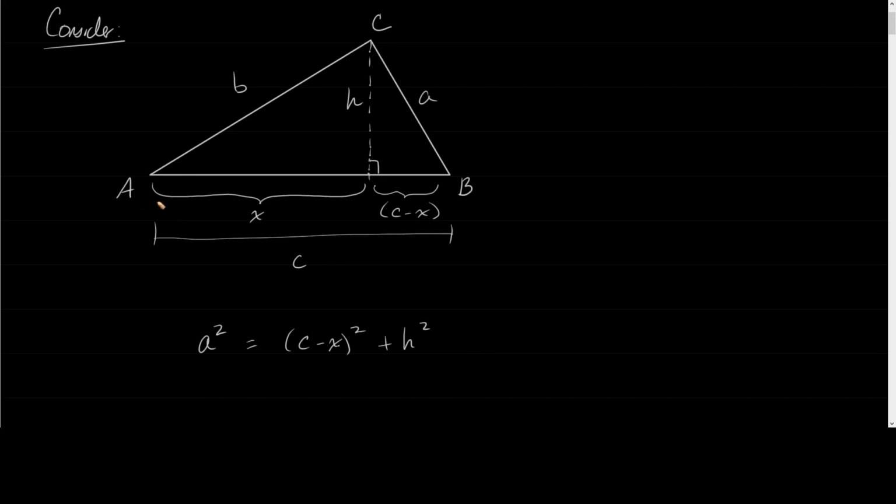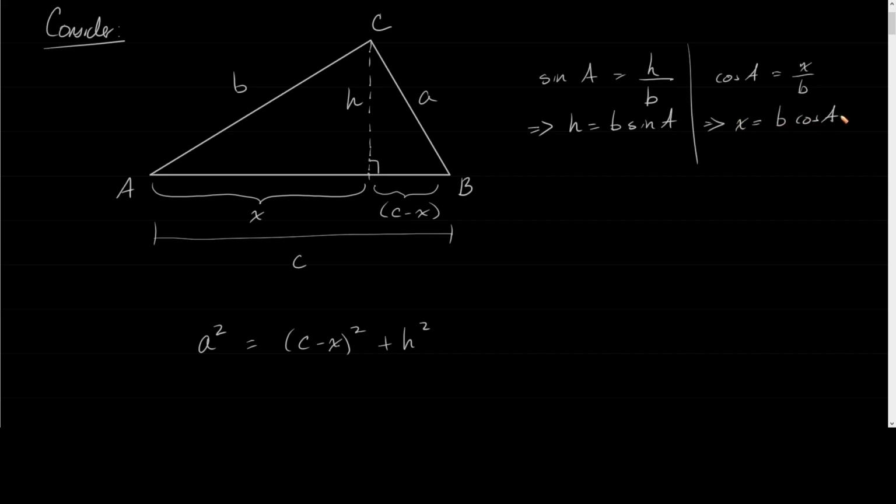Now, let's look at this angle over here and get some information out of there. If I look at sine of that angle A, it would be opposite over hypotenuse, the opposite being this height here. That tells us that H is equal to B sine A. If I look at cosine of A, that would be the adjacent over the hypotenuse. In this triangle, the adjacent is X and the hypotenuse is B. So X over B, which tells us that X is equal to B cosine A.